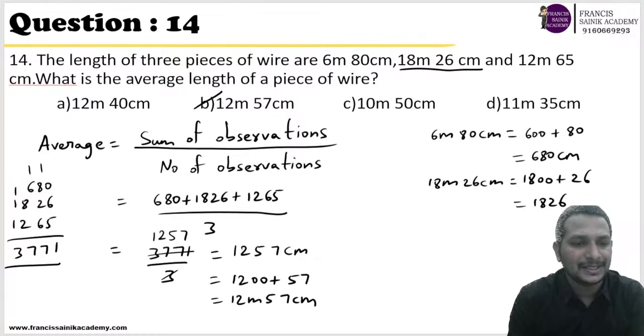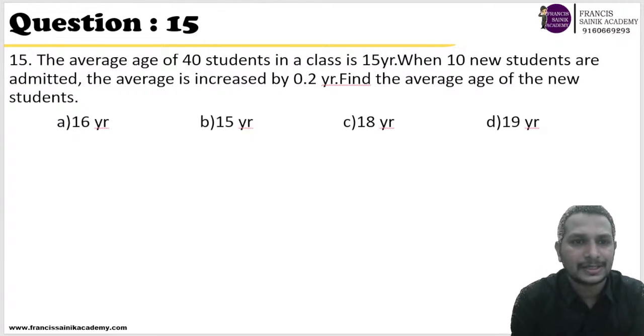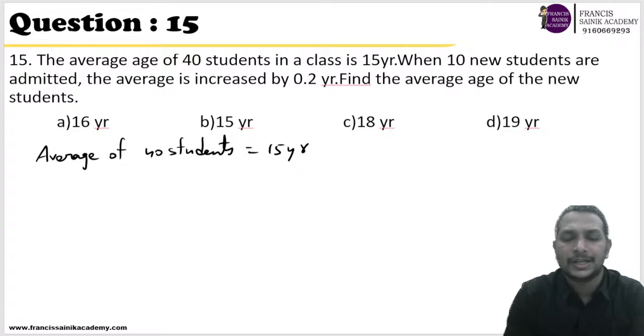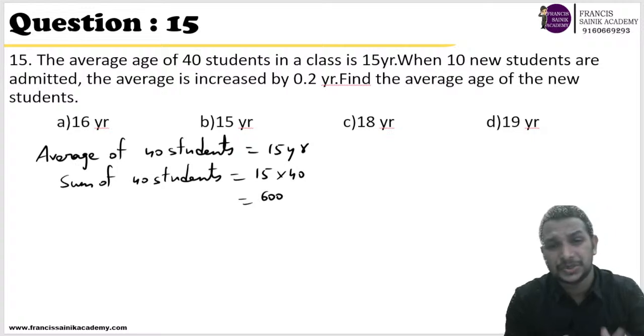Okay, let's see the next question. The average age of 40 students is given as 10 years. According to the formula, the sum of the ages of 40 students divided by 40 is the average. 10 into 40 becomes 400. So the sum of the ages of 40 students is how much? 600.